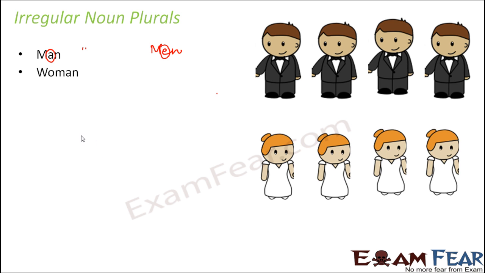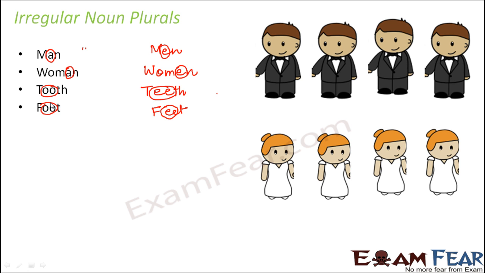Let's look at more examples. What would be the plural of woman? So the plural of a woman is women. So here also if you see the vowel has been replaced. Similarly, if you take the example of tooth, so the plural of tooth is teeth. So here again the vowels are replaced. Foot, the plural would be feet. And here also the vowels are replaced.